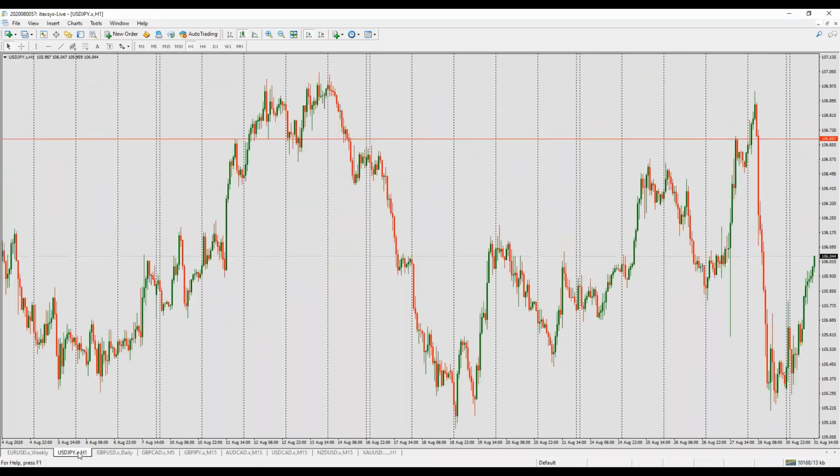Okay, US dollar against Japanese yen. And as you can see, the price created this great supply and the price just dove down. You can see all this. It's about 150 pips. It's a nice dive.